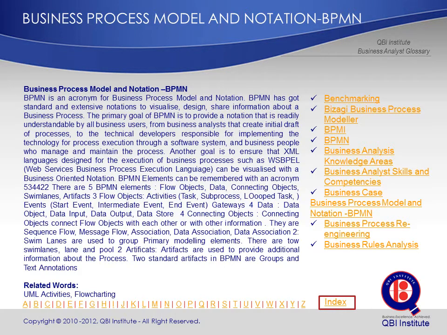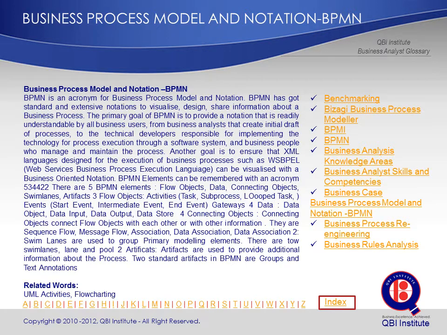looped task, events, start event, intermediate event, and end event. Gateways. 4 for data: data object, data input, data output, data store. 4 for connecting objects. Connecting objects connect flow objects with each other or with other information. They are sequence flow, message flow, association, data association.